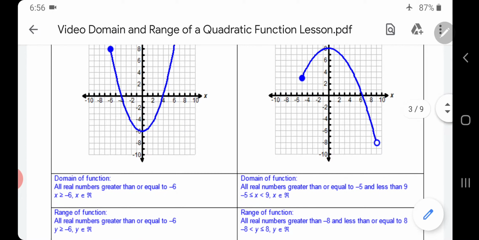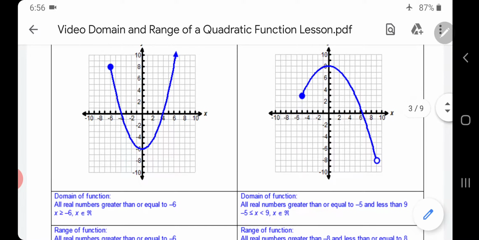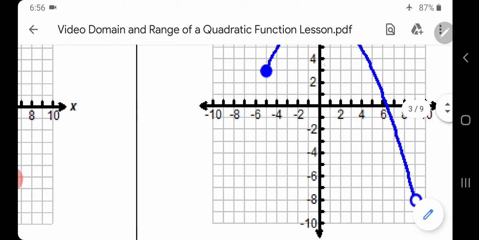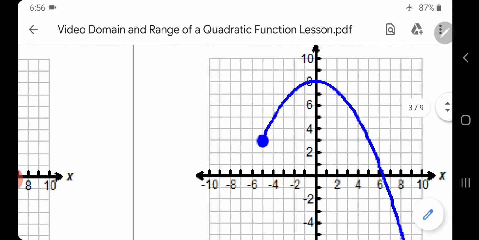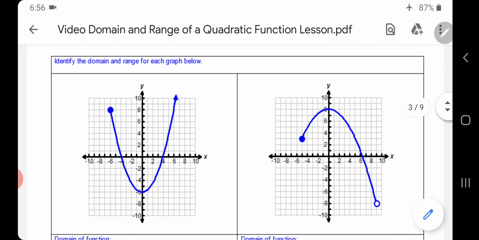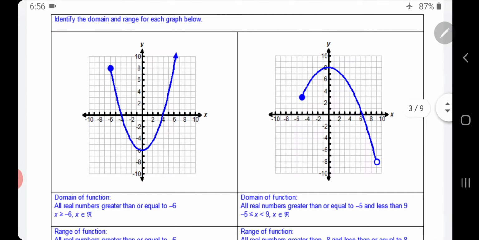For the range, we're of course looking up and down. And in this case, if you look at a parabola, it's either going to have a lowest point, like in this case, or in the other one over here on this side, we have a maximum point. And that's the highest it'll ever go. So parabolas can go either way. They're going to be a U shape opening downward or a U shape opening upward.